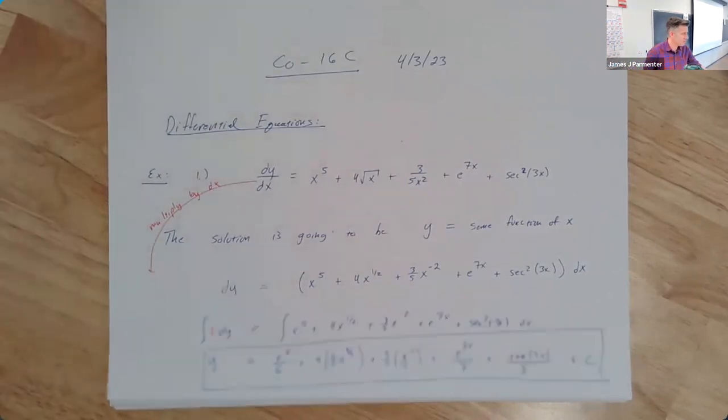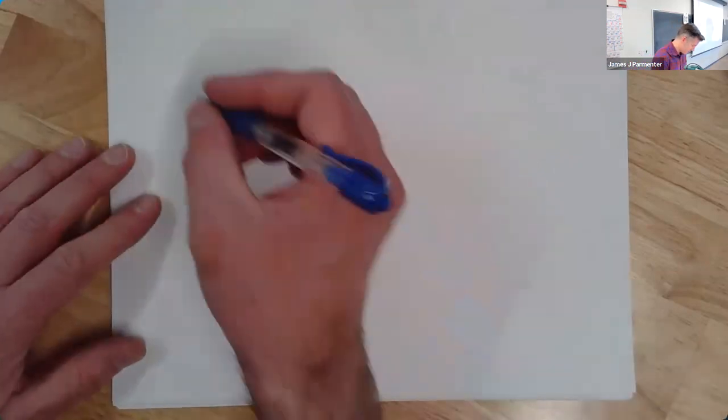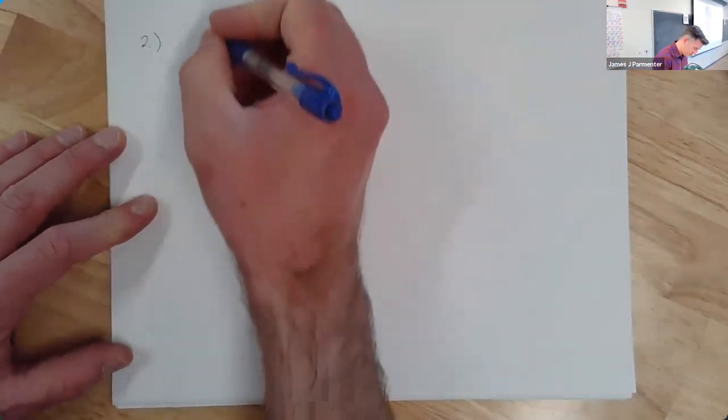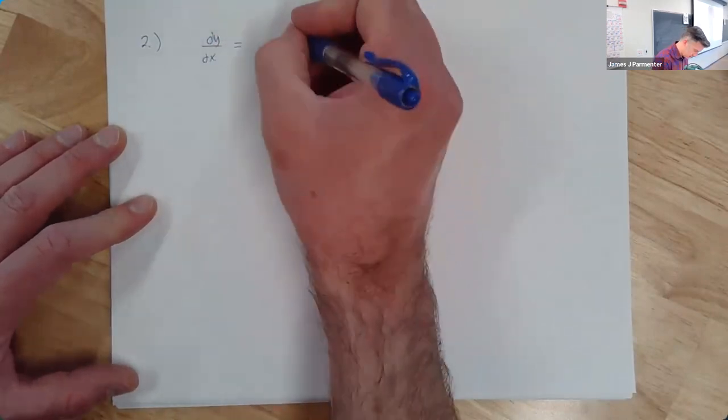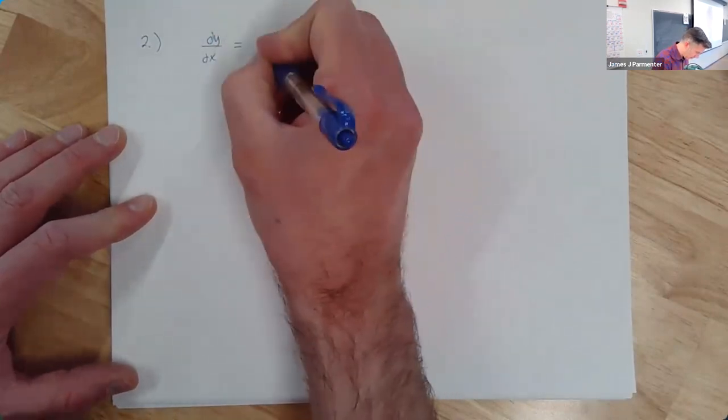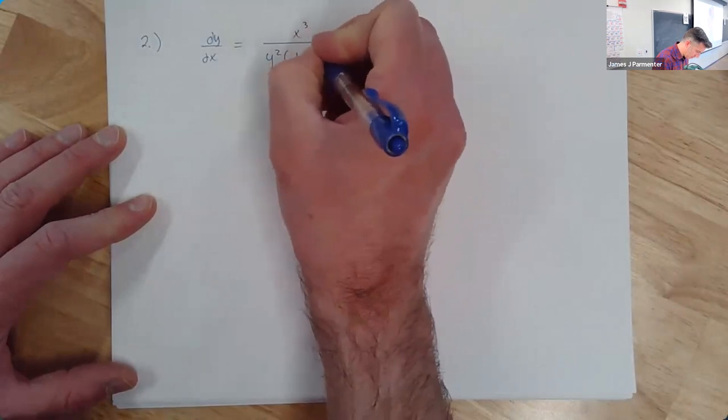Let's look at a harder one. Let's look at one where you've got stuff all mixed up together. Let's see, we have dy dx equal to x cubed divided by y squared times 1 plus x to the fourth.